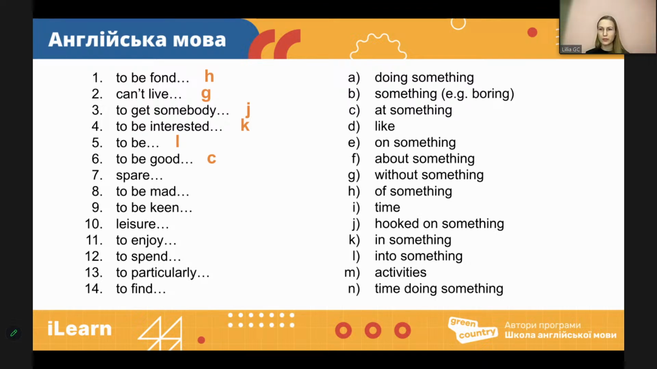All right, do you give up? No, we have some options. We have I, am, and again I. Spare time. So spare means something extra. And if we speak about spare time, it's вільний час. So what do you like to do in your spare time?